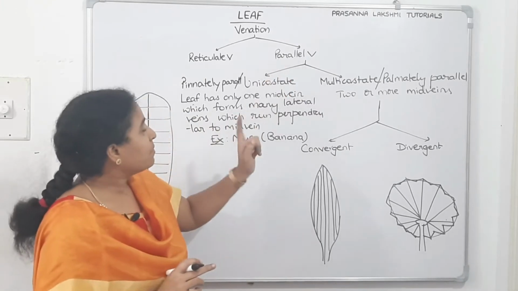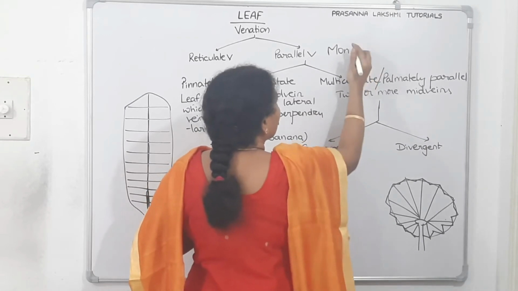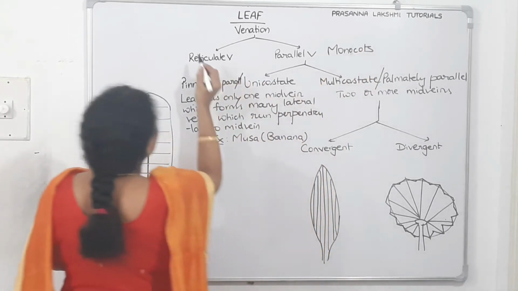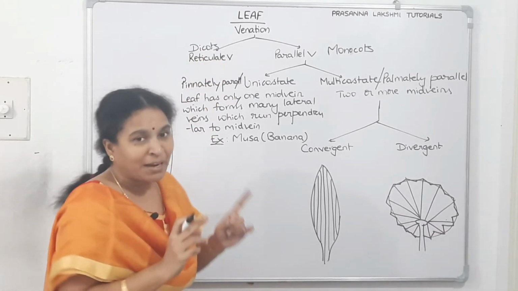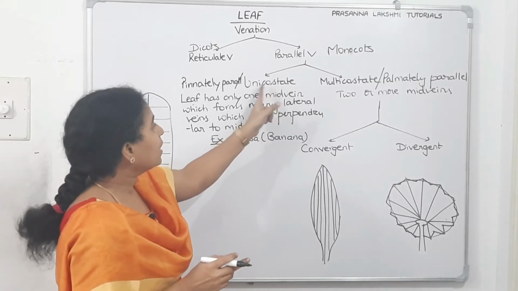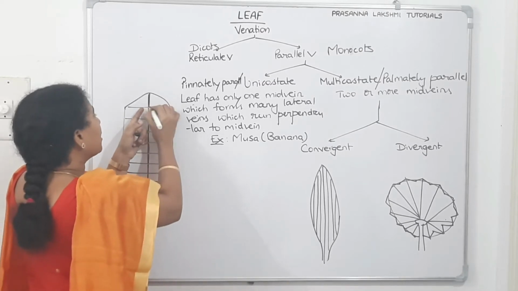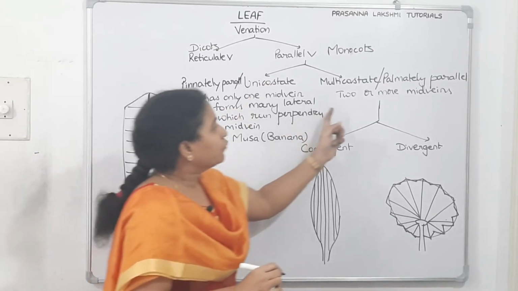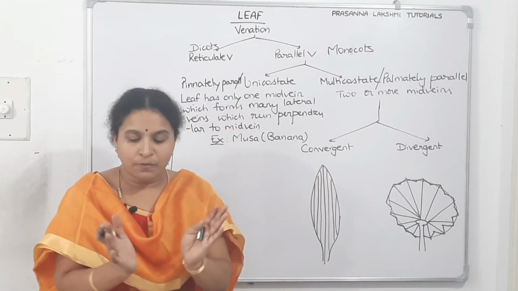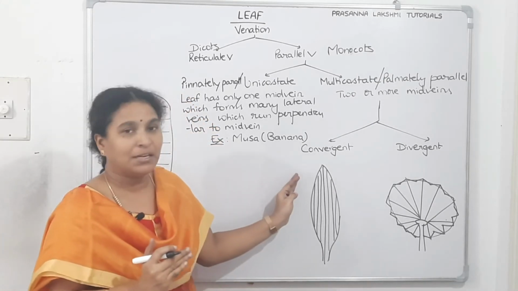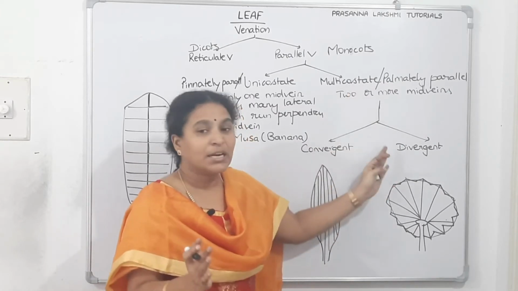Parallel venation is seen in monocots. Reticulate venation is seen in dicots. But again, we divide parallel venation by whether it has one midvein or many midveins. If it has one midvein and the lateral veins are perpendicular to it, that is called unicostate. If 2 or more veins are there, it is called multicostate. If all of them are converging, that is convergent multicostate. If all of them are diverging, it is called multicostate divergent.